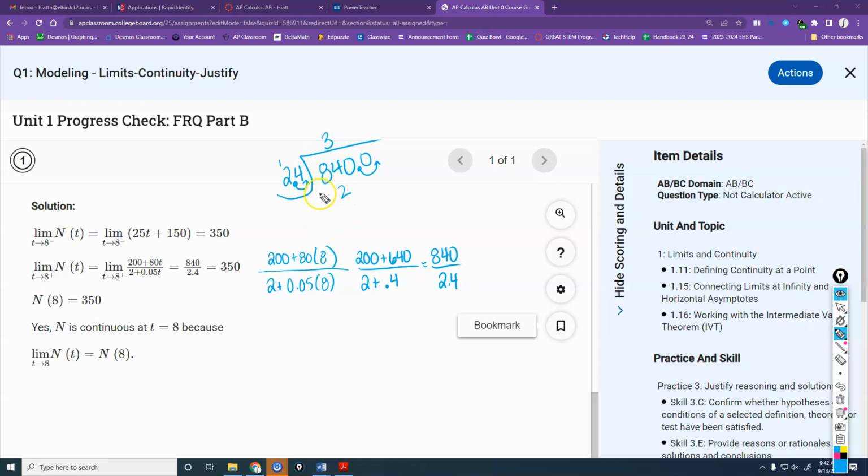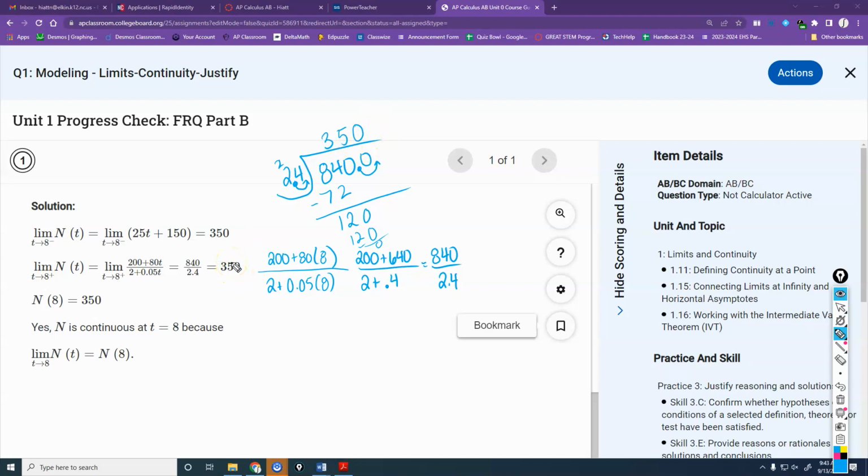12, 72. We will subtract. We will get 12. We'll bring down a 0. 24 goes into 120 5 times, probably. That sounds right. 5 times 4 is 20. Carry your 2. You get 120. So you get 0 there. You would fill in one more 0 for that. So you also get 350 for this.